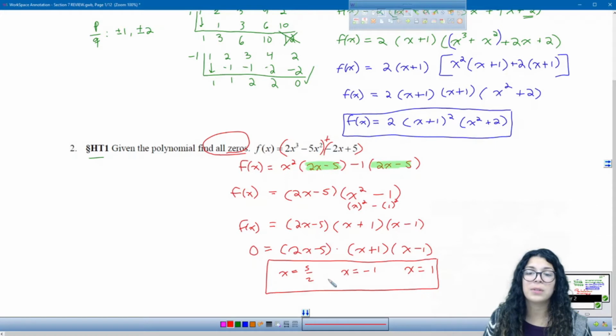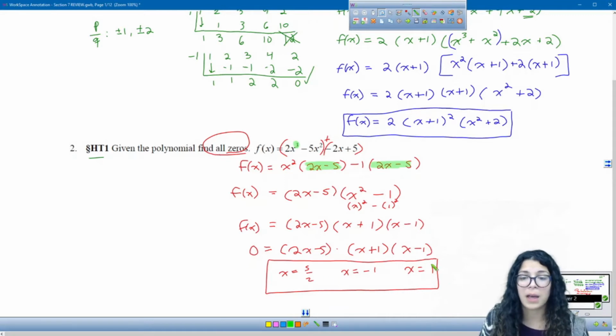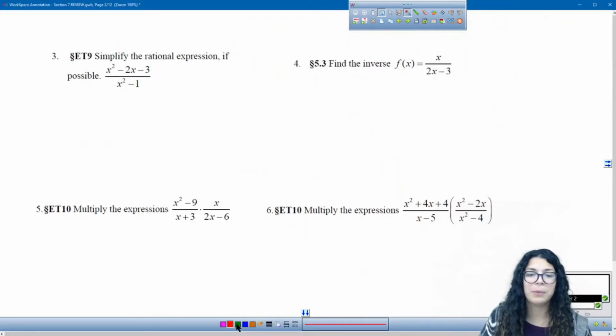Remember that the amount of zeros that you should have is the degree of your polynomial. So the degree was 3, we had 3 zeros, we have all of them, and that is our final answer. All right, let's go ahead and move on to number 3.